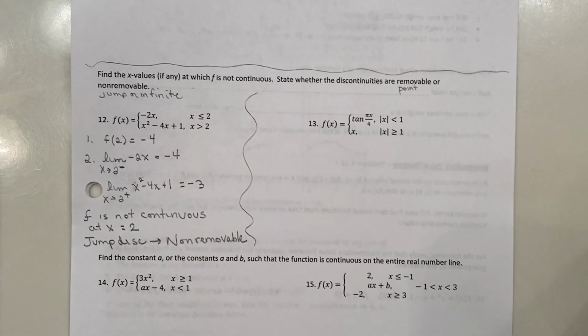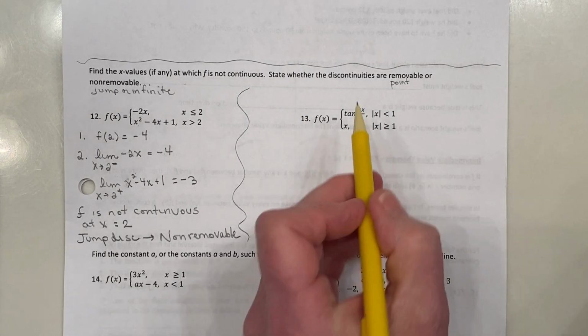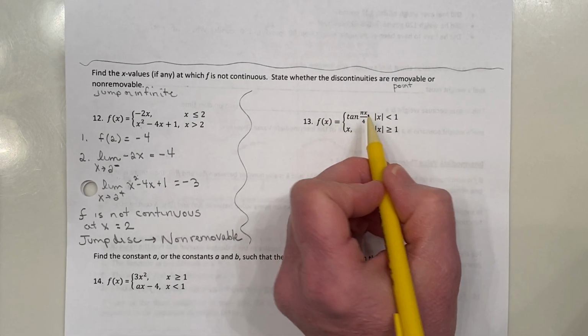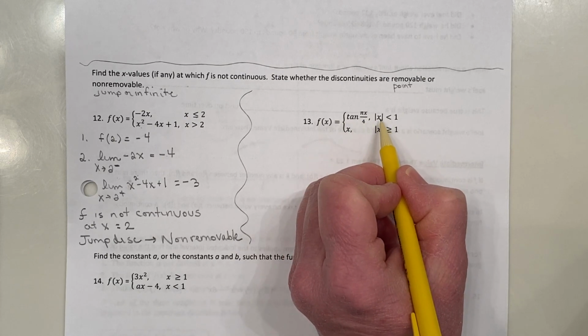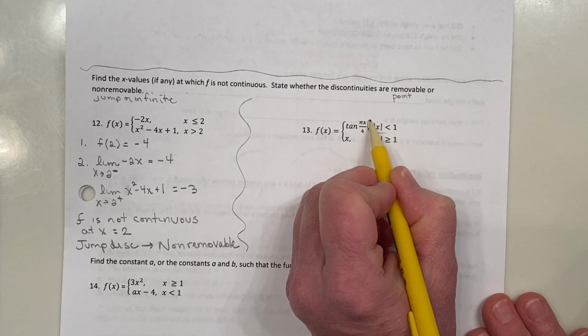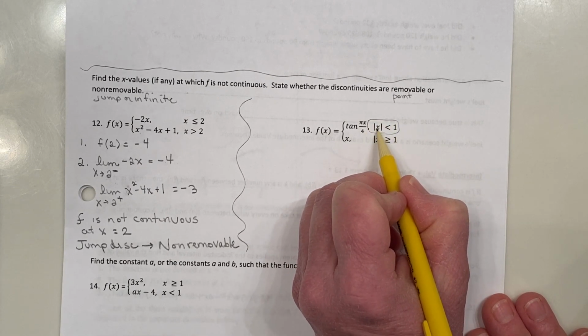Okay, in 13, we have another piecewise function. The top piece is tangent of pi x over 4. And this function we only care about as long as the absolute value of x is less than 1. What this statement means is we have to be within 1 unit of 0.